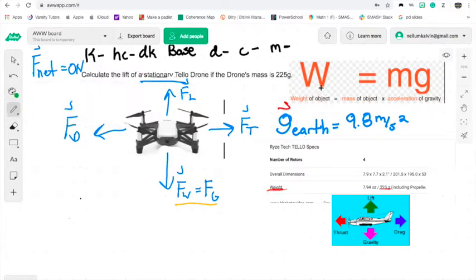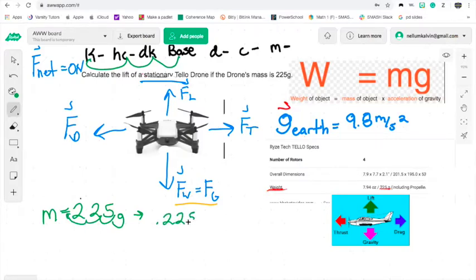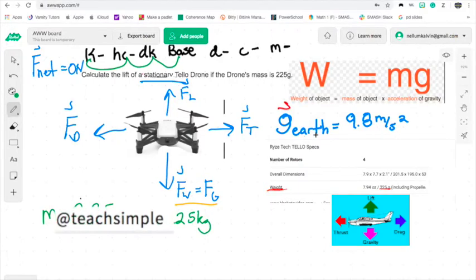Calculating weight, we will need the mass and the acceleration due to gravity. The mass, according to this, is 225 grams. We have to do this in SI units, so we convert that to kilograms, which is 0.225 kilograms. And my acceleration due to gravity, G, which is a constant, is 9.8 meters per second squared.